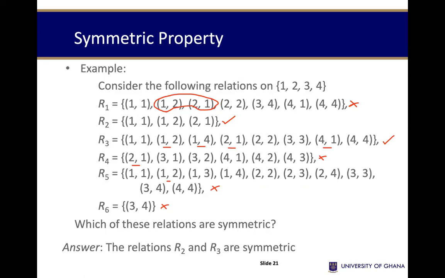So in this case, I don't have to get all the combinations within the set of numbers given. Even if I get one, it holds, meaning it's symmetric, like for R2. In the first example, R1, we have 1, 1, 2, and 2, 1. But then there is 3 and 4, and there's 4 and 1. Okay, so let's use the R2 set. In R2 we have 1, 1, 1, 2, 2, 1.